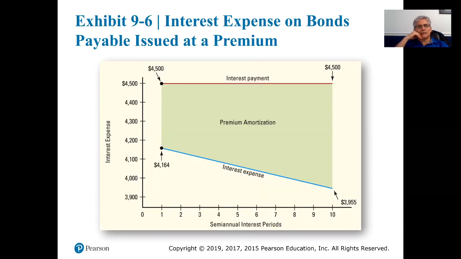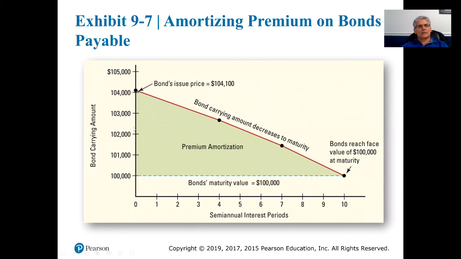Okay, we have a graph showing how the interest payments remain the same. In this case, the interest expense will actually go down over time. And this graph shows the bond carrying value aligned with 100,000, and how the bond premium balance will go down and down and down until the maturity date, when it will be zero, so that the bond carrying value equals the maturity value.